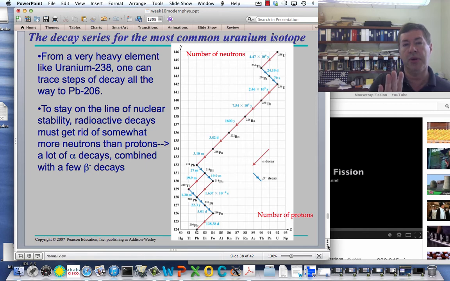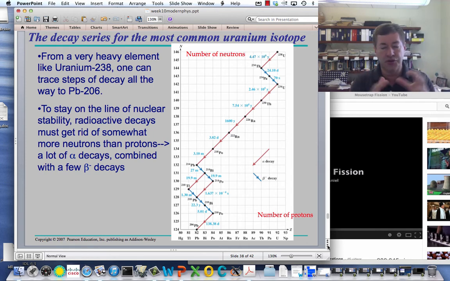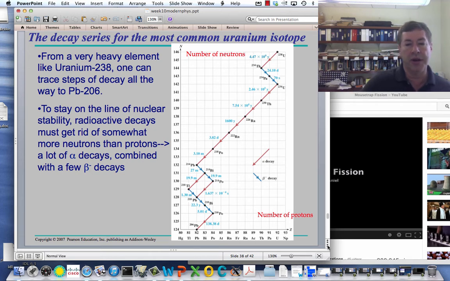Remember, the most stable atomic nuclei as we go to very large nuclei will have quite a bunch of extra neutrons there to give us a little bit more strong nuclear force to hold them together. But still, they are radioactively unstable. So they want to go... let's look at this diagram.